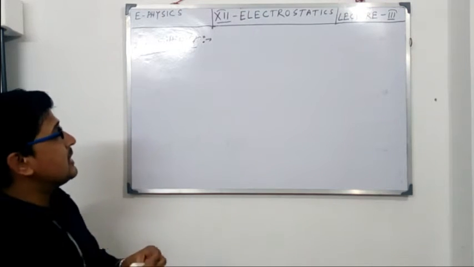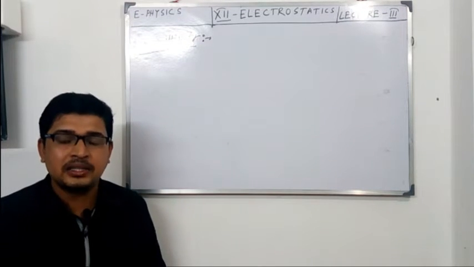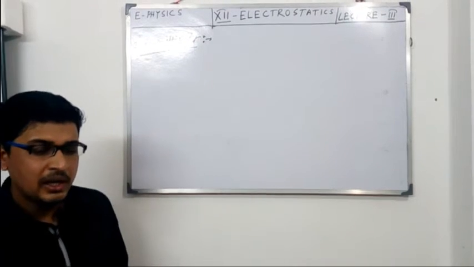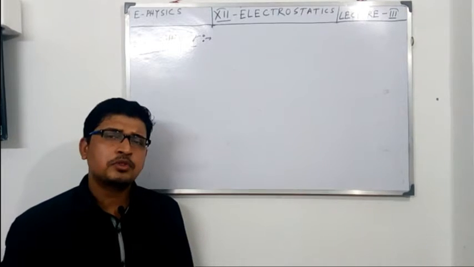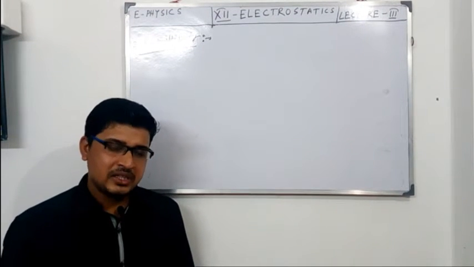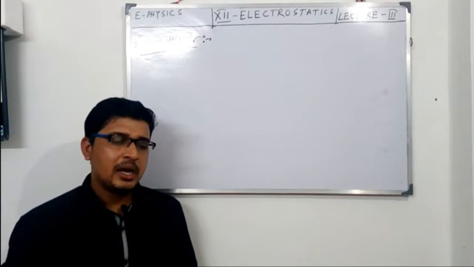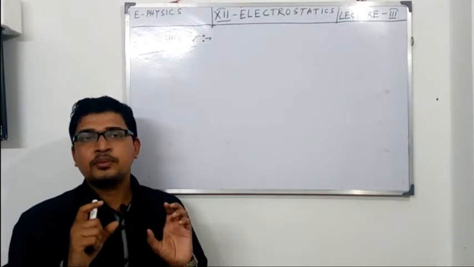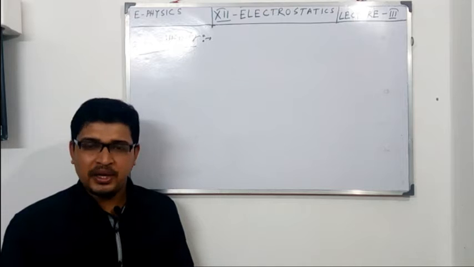So this is our second point, that is we shall discuss about permittivity. In Coulomb's law we have seen this new quantity which is known as the permittivity, and you know the value of this quantity depends on the medium.